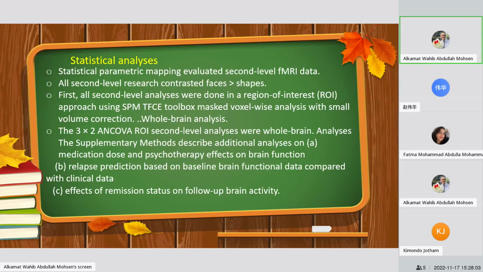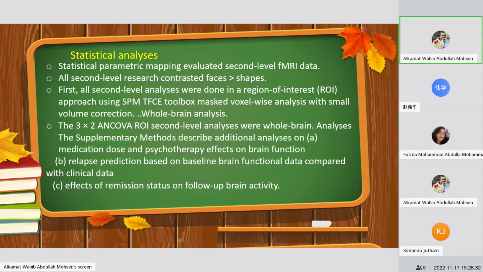The supplementary part of the method describes the additional analysis. First, the effect of psychotherapy on the brain functions, and it relates the predictions based on the baseline brain function data compared with the clinical data. So the effect of the regimen follows the brain activity.